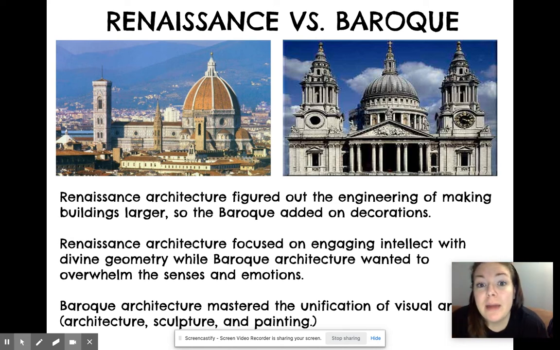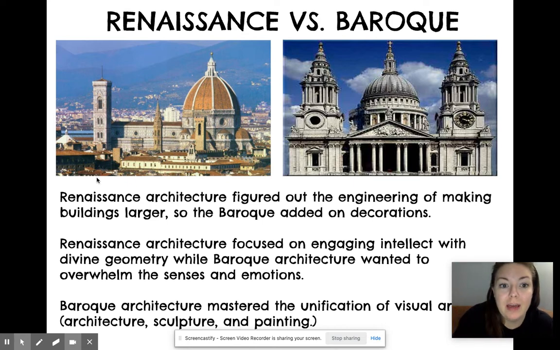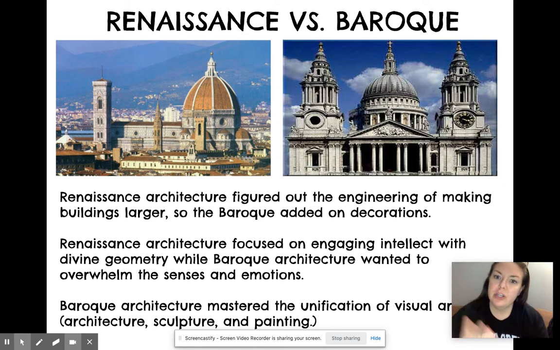All right, so when we're looking at macro scale, the big buildings, Renaissance architecture. So here we have Brunelleschi's dome in Florence that we talked about in the Renaissance. Figured out the engineering of making buildings larger. Okay, so in the Renaissance, they were like, we know how to build big domes now. Then the Baroque was like, all right, we know how to build big domes. Let's add on to it. So they added on all of these extra decorations. So we have more spires. We have all these extra little temples at the top, bigger domes, fancier columns, right?